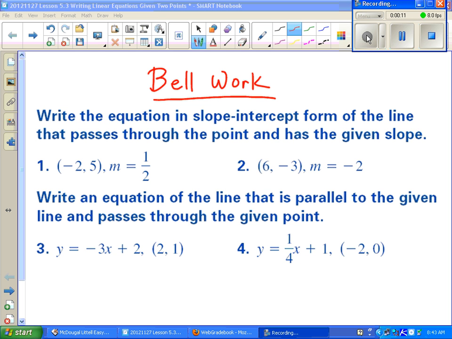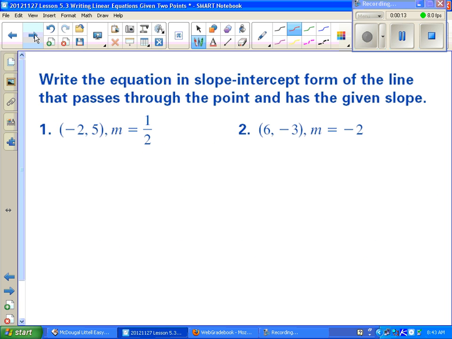Okay, let's take a look at our bell work. First section says to write an equation in slope-intercept form of the line that passes through the point and has the given slope. So the first thing says it's slope-intercept form. That means you need to have two things to write the equation. First thing you need to have is a slope. Second thing you need to have is an intercept, more specifically a y-intercept.